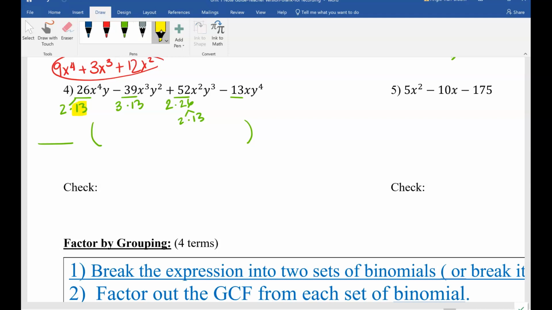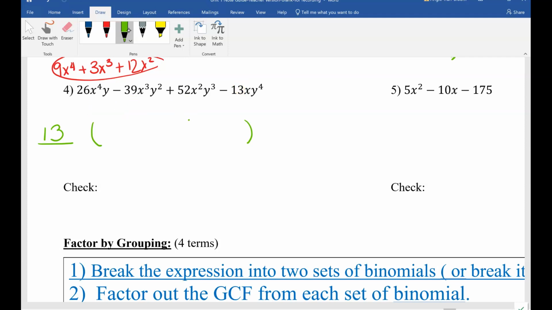So if we're just looking at the number, they all have 13 in common. So we are going to take out a 13, okay? That's how you should do it if you can't think straight up what number they have in common. List out all of the factors.